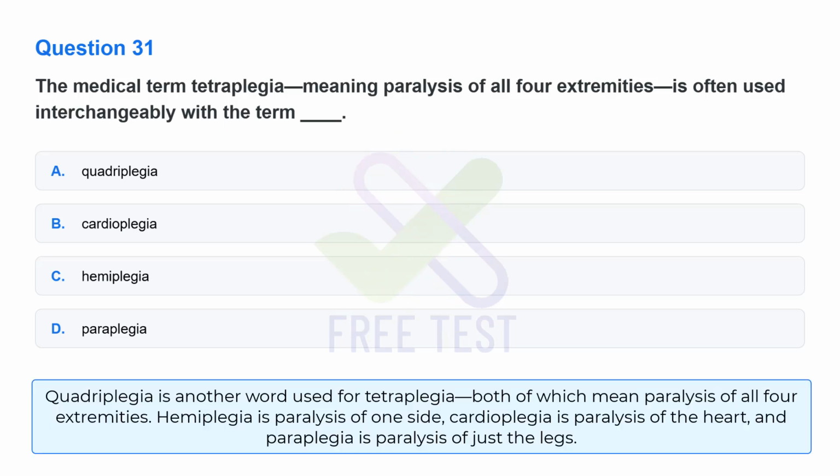The correct answer is A. Quadriplegia. Quadriplegia is another word used for tetraplegia, both of which mean paralysis of all four extremities. Hemiplegia is paralysis of one side, cardioplegia is paralysis of the heart, and paraplegia is paralysis of just the legs.